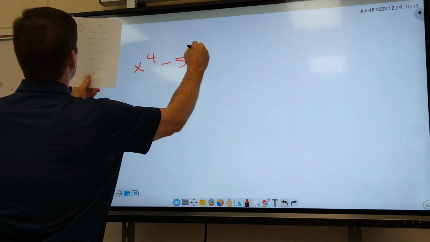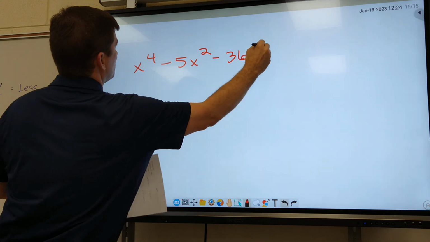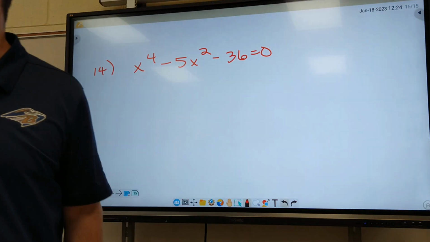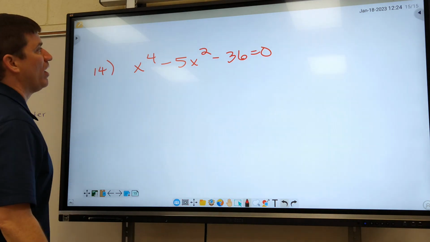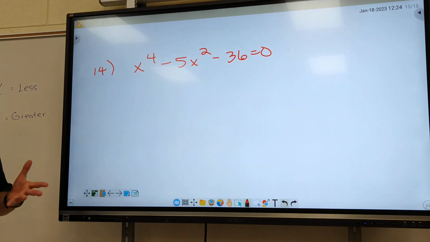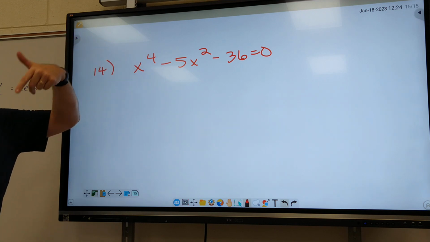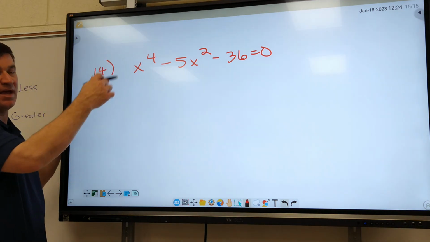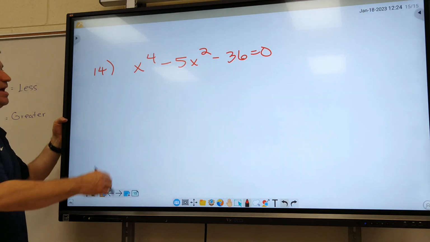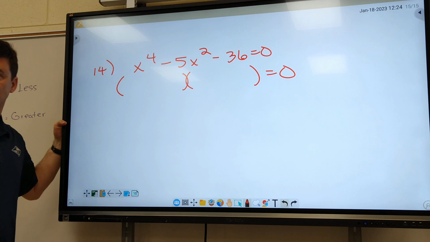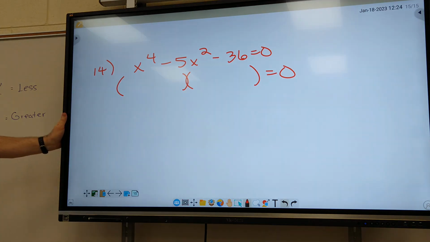x to the 4th minus 5x squared minus 36 equals 0. How many answers should we have? 4. Now, the only way you can do this one, we can't do quadratic formula. How come? You got to have an x squared to do a quadratic formula. Can I take out an x on this one? No. Guys, the only way you can do this one is by factoring. So we're going to have to factor a little bit.